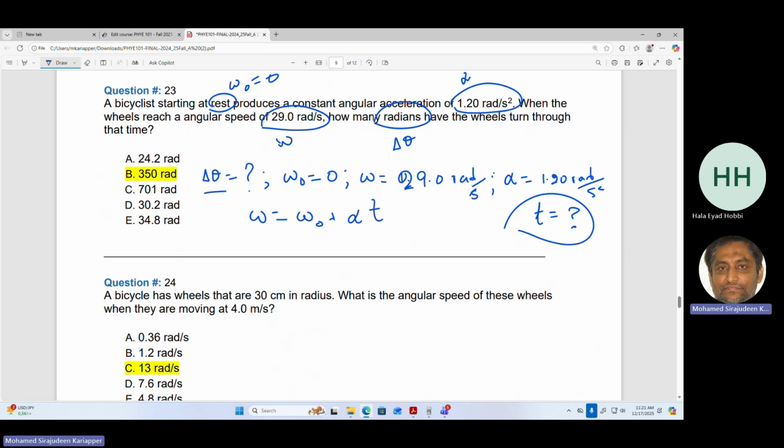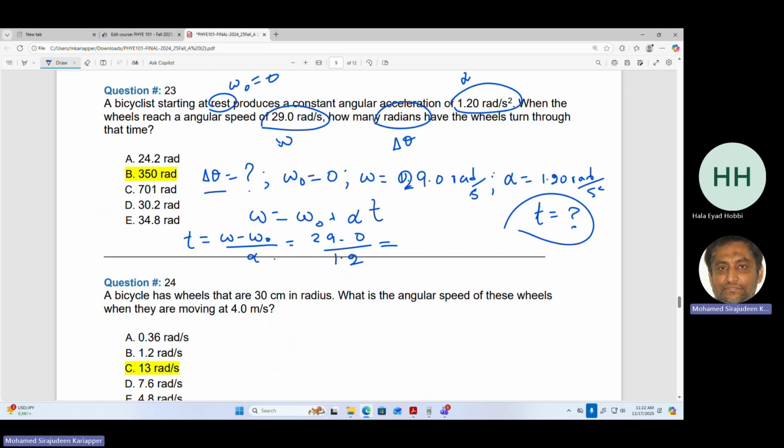Simple equation. So substitute. So you can say t. You can do a little bit of algebra here, moving things around. If you don't like algebra, you can just use the calculator and do it, okay? Omega is 29 minus 0 divided by alpha 1.2. Please check it for me. Do I get 350? No.